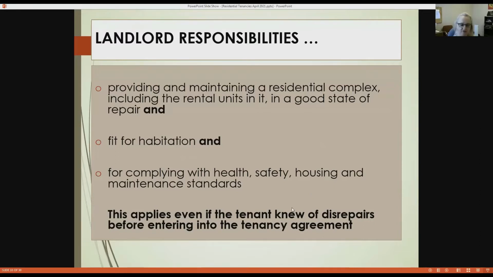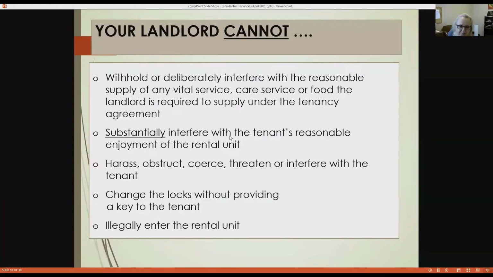There's a few things your landlord cannot do as well. Substantially interfere with the tenant's reasonable enjoyment of the unit, harass, coerce, threaten, or interfere with the tenant, change the locks without providing the tenant a key, illegally enter the unit, or interfere with the supply of any vital service. So cut off the hydro, cut off the gas, any of those things are prohibited. Substantial interference can go with the landlord's own behavior towards a tenant, and it also can be for failing to address the tenant's concerns regarding other tenants or issues within their tenancy.